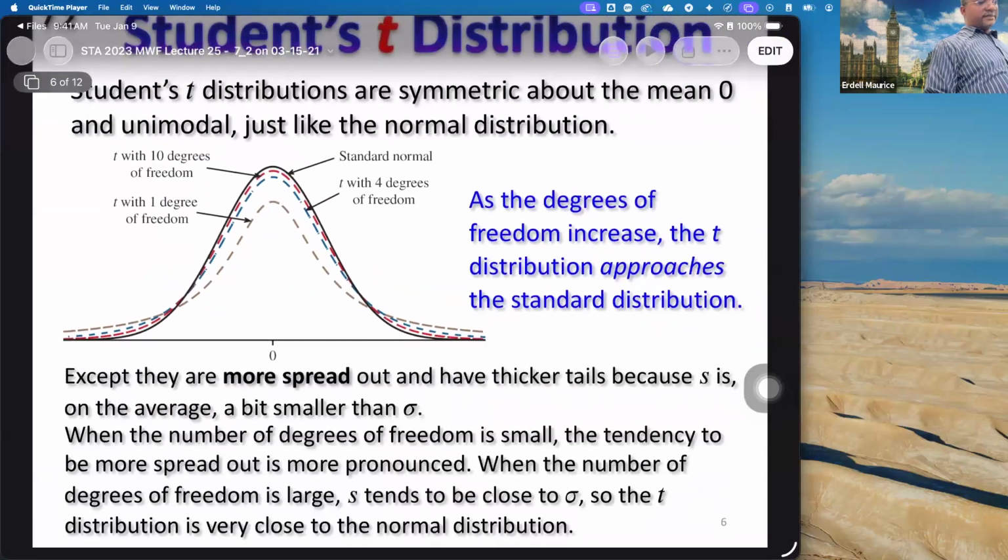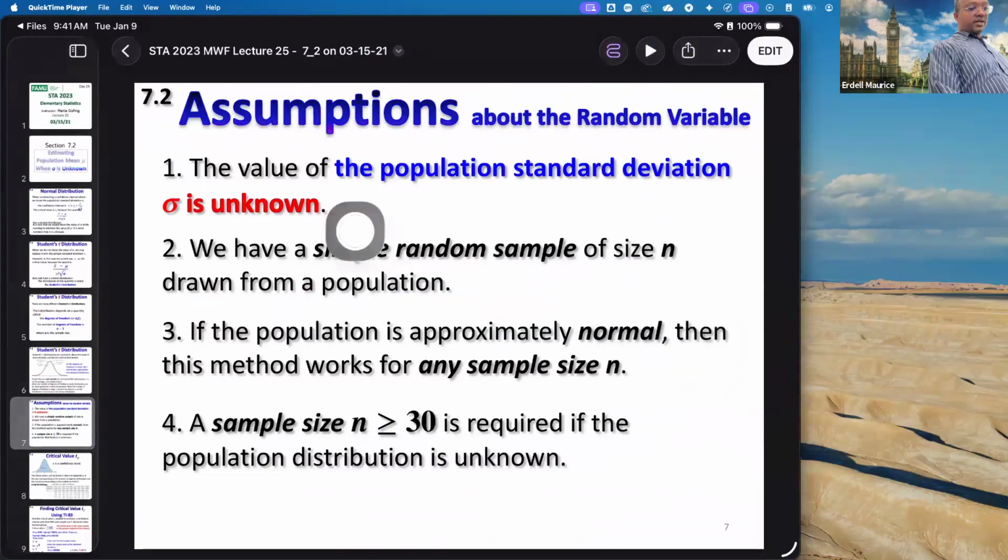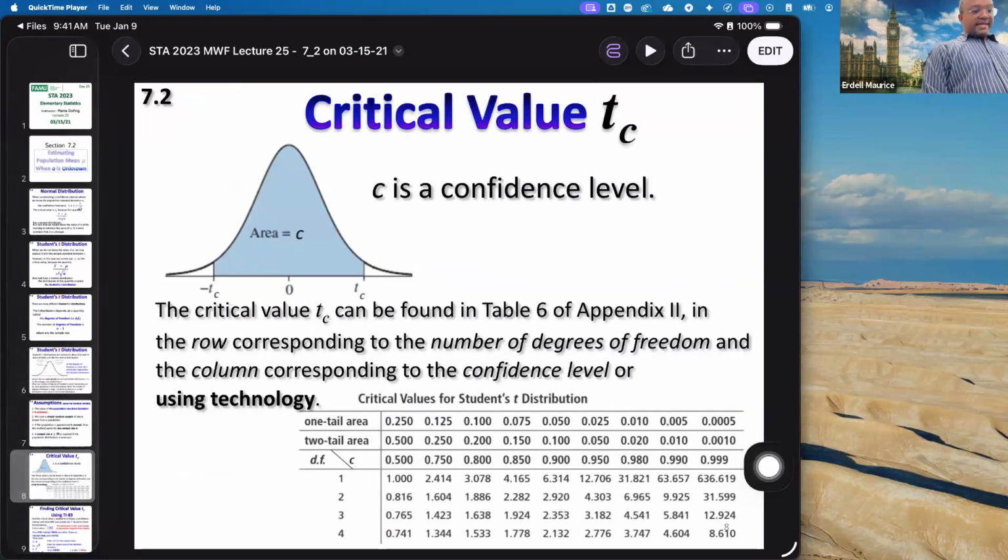And so we have our student T distribution. Whenever sigma is unknown and the sample size is large enough, we can use the student T distribution to construct your confidence interval. Questions there? All right, cool.